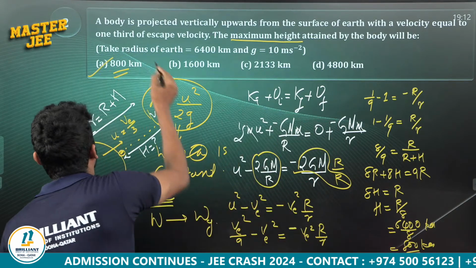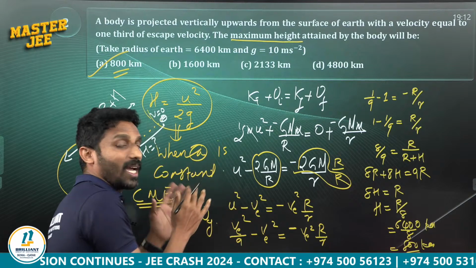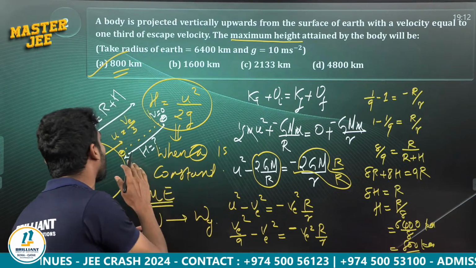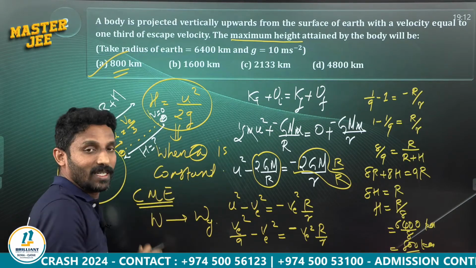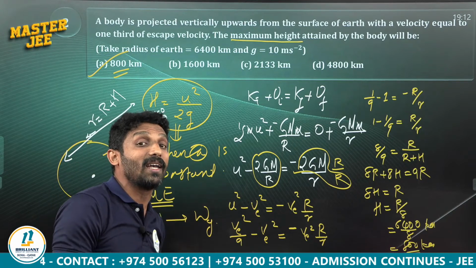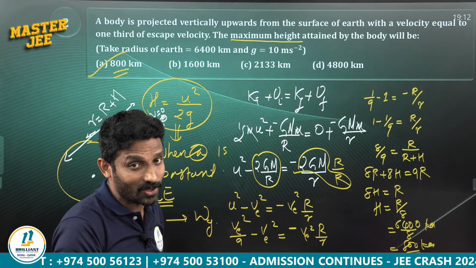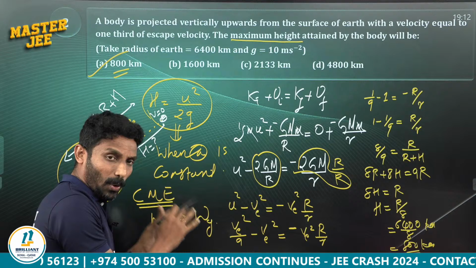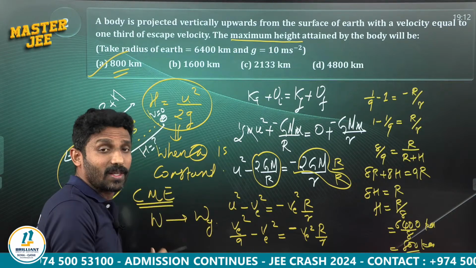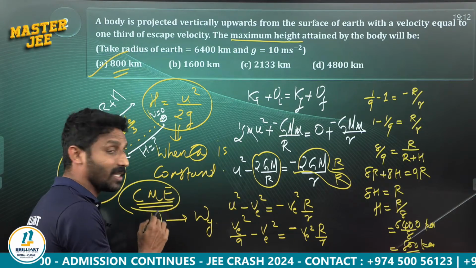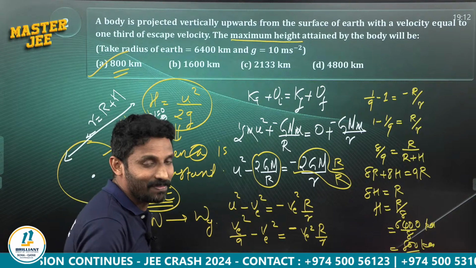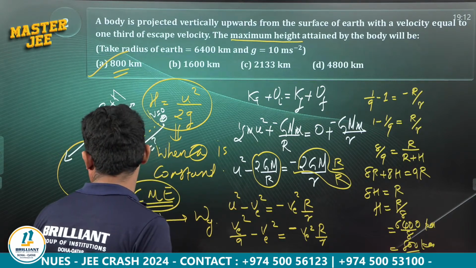Okay, so this is the maximum height reached by the projectile if it is projected from the surface of the earth with a velocity less than that of escape velocity. Understood? Very simply done. So the important idea is to apply the conservation of mechanical energy in this particular case. Okay, very good. Now moving to the next one, third.